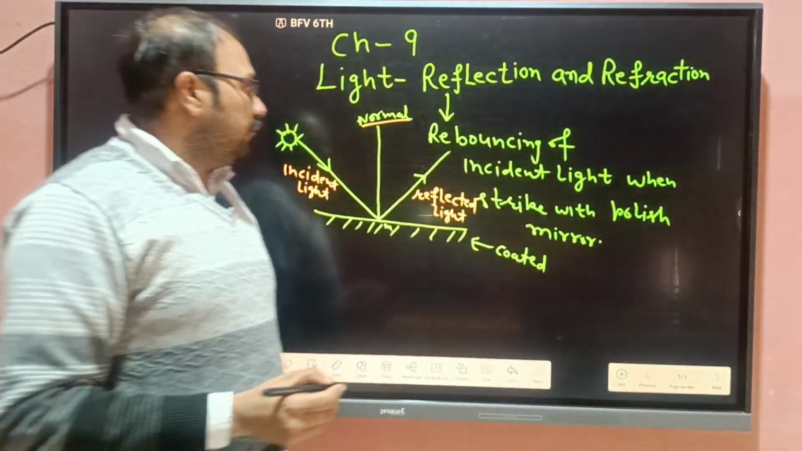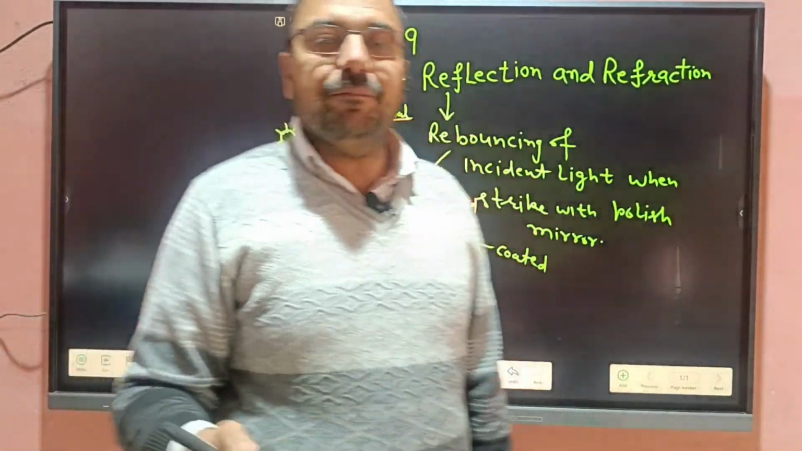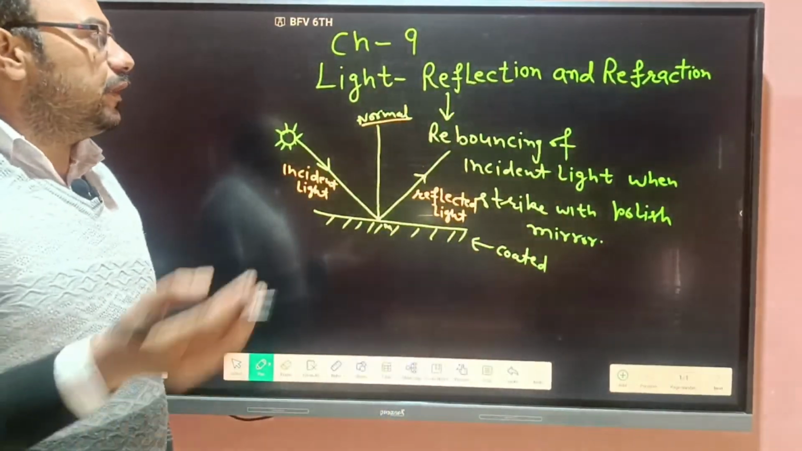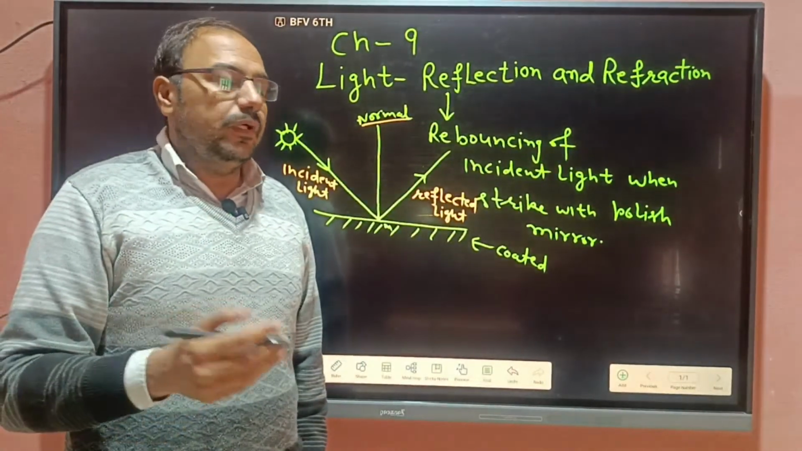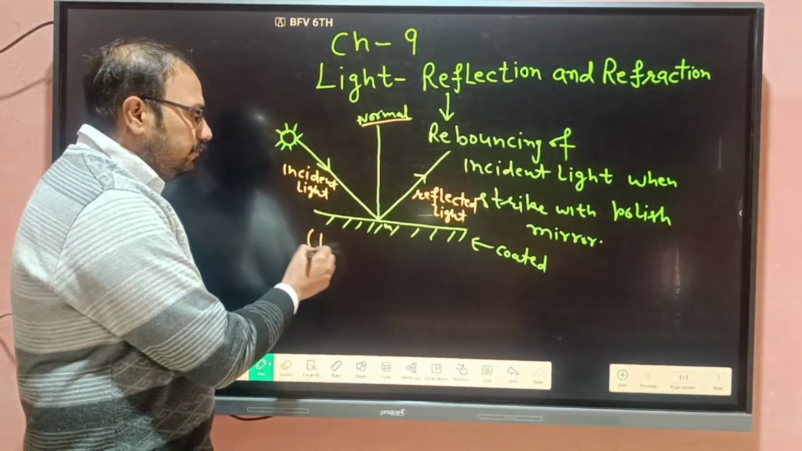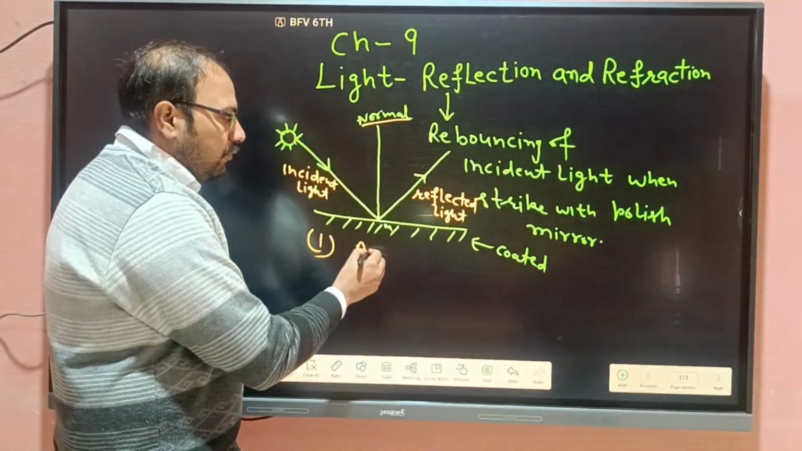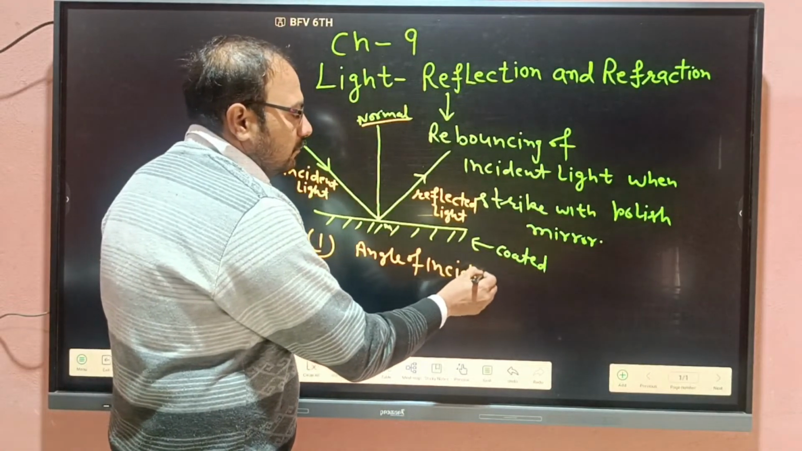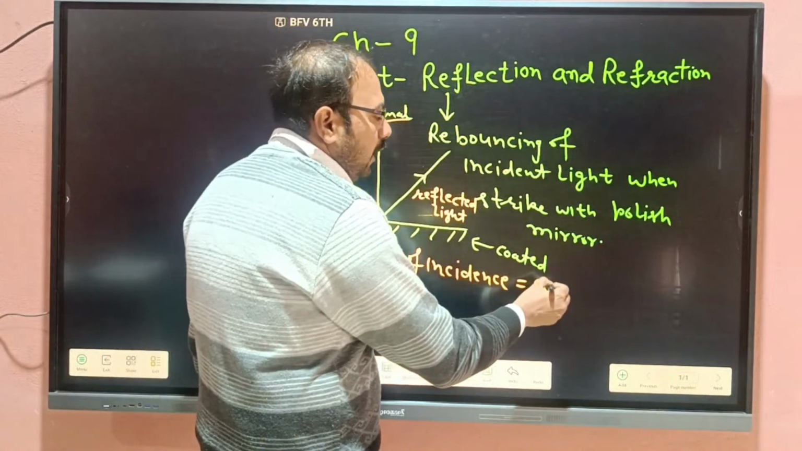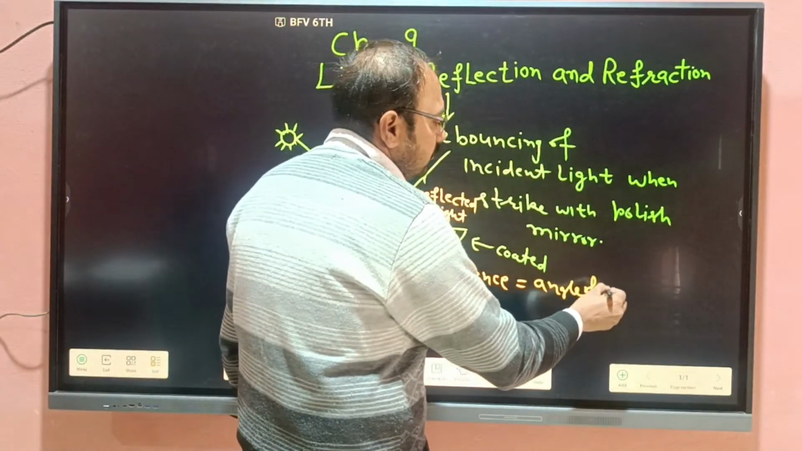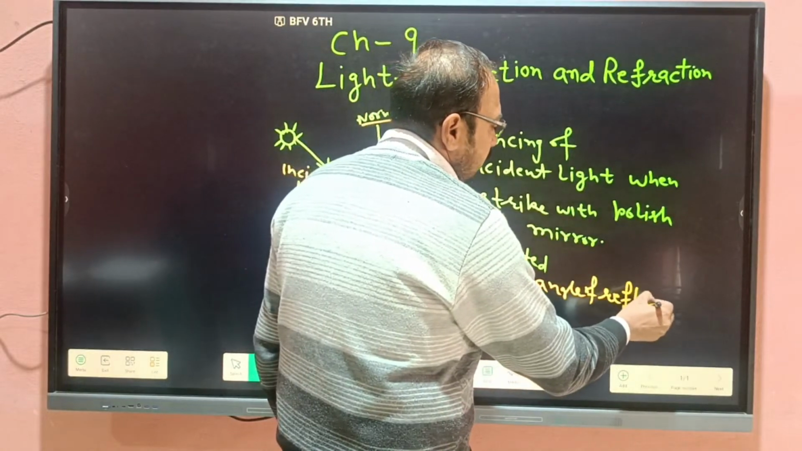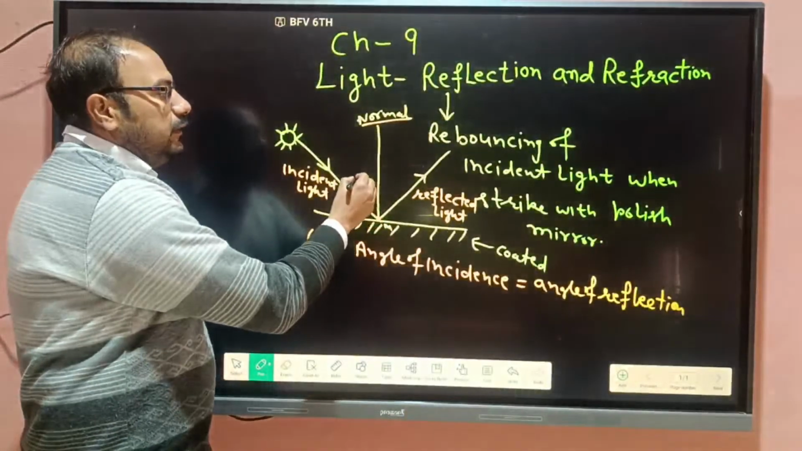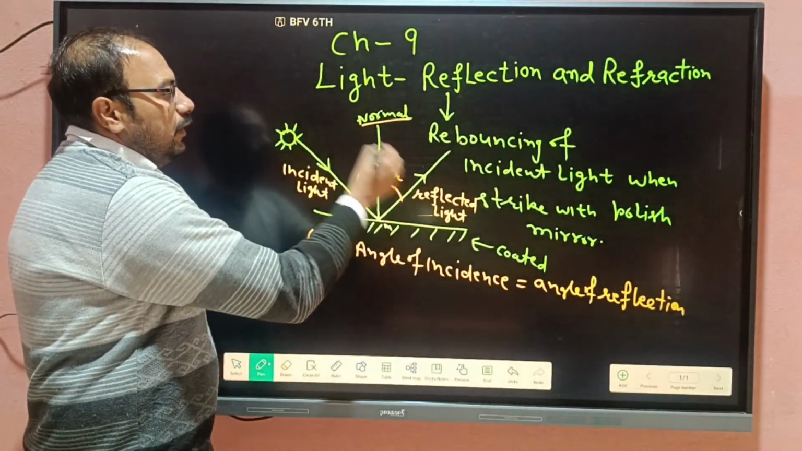So we can define reflection as the phenomenon of rebouncing of light. That is known as reflection. Next we study the laws of reflection. In the first law, angle of incidence is equal to angle of reflection. Here this is the angle of incidence and this is the angle of reflection.